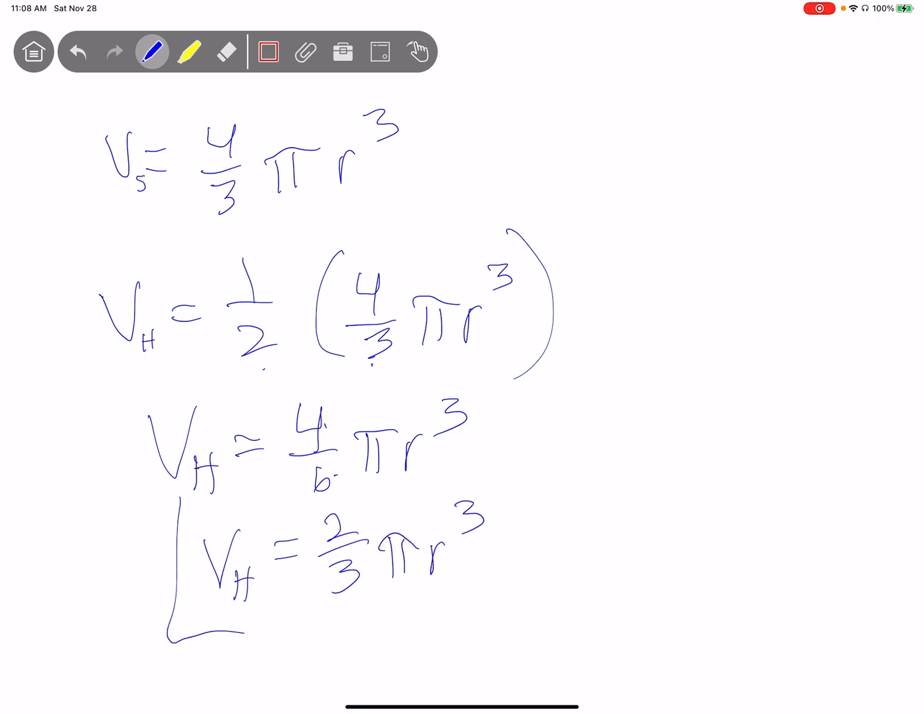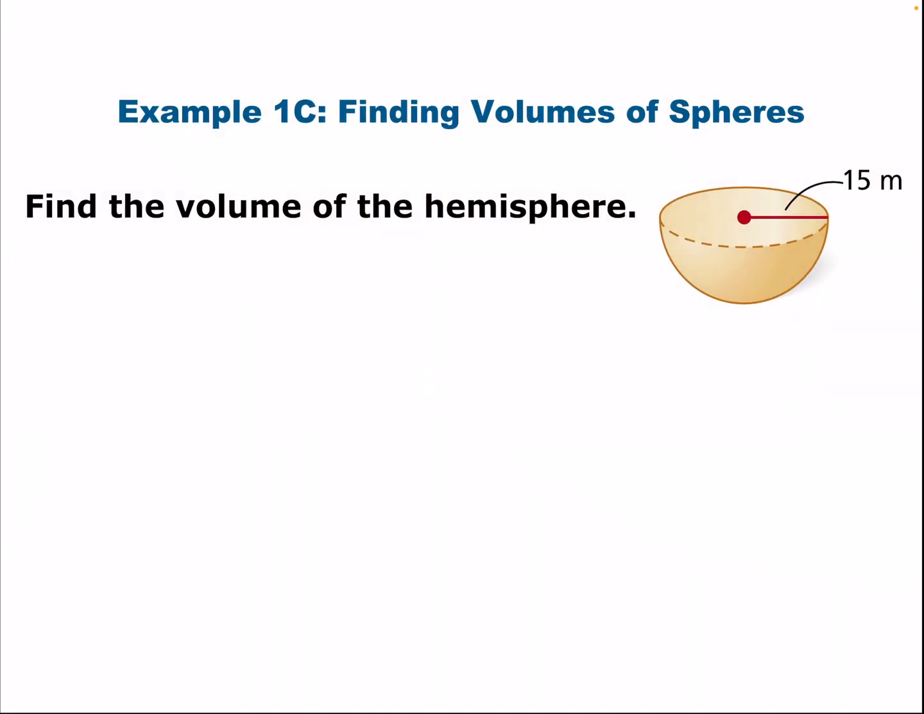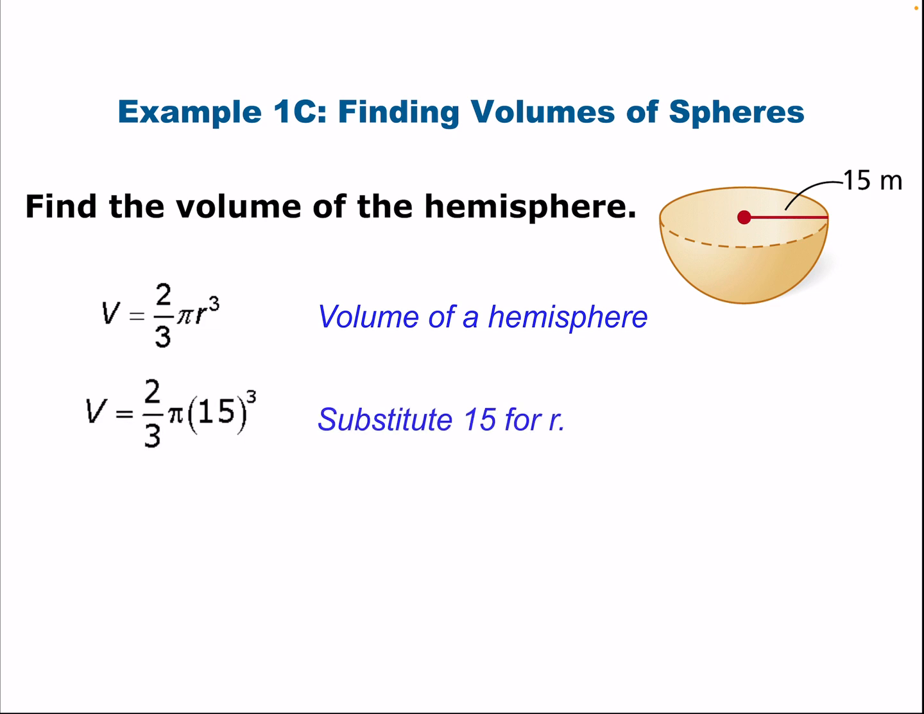Okay, so this becomes the volume of a hemisphere. Or you could do all this, and after you solve it, just divide it by 2. Same deal. So 15 is my radius. I take 2/3 times pi times 15 cubed. I do all my work. 15 cubed gives me 3,375. I divide it by 3, and I multiply it by 2, and I get 2,250 pi meters cubed. Okay.